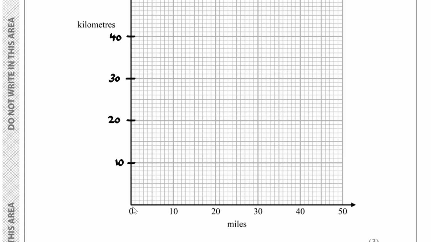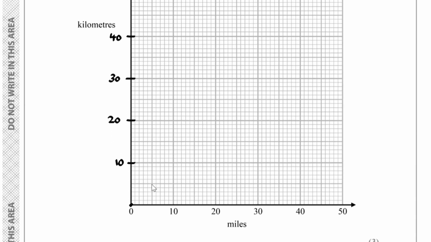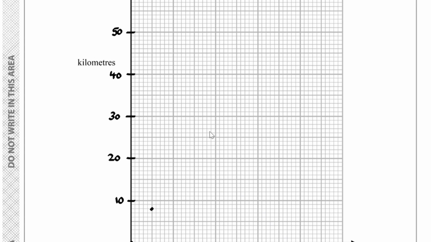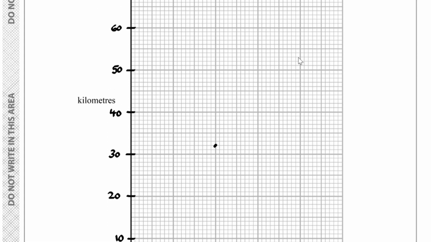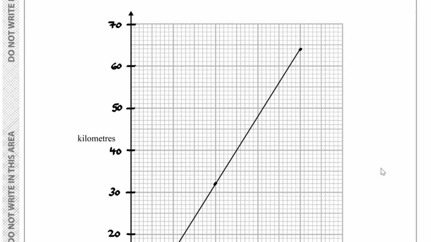So now if we plot the points, we've got 0, 0. We've got 5, 8. So 5 across, 8 up is over here. Then we've got 20, 32. So 20, 32 is here. And then we've got 40, 64, which is here. And now what we need to do is join those up with a straight line. So if we do that, we would have something looking like this.